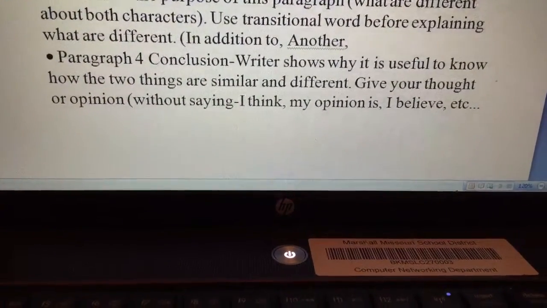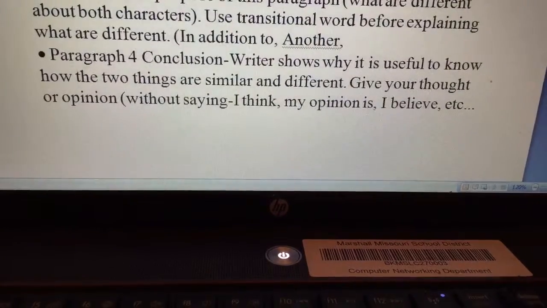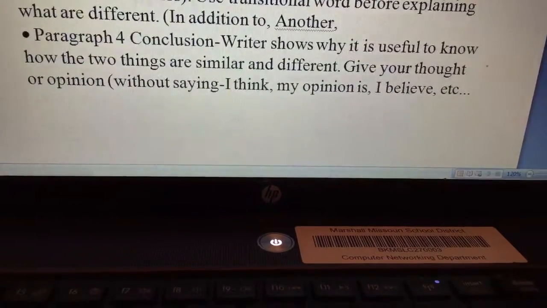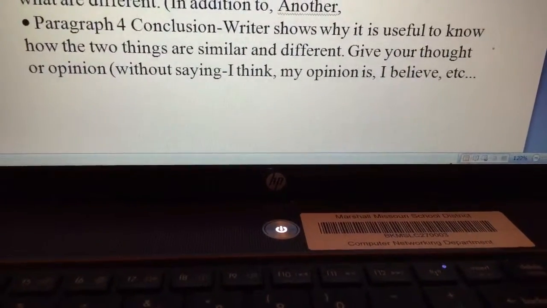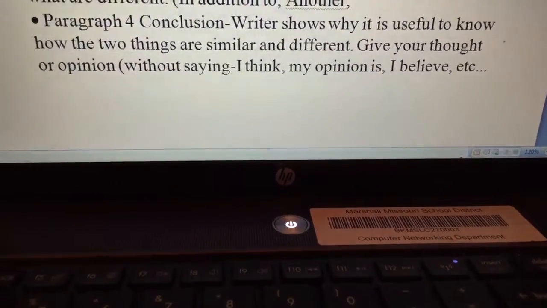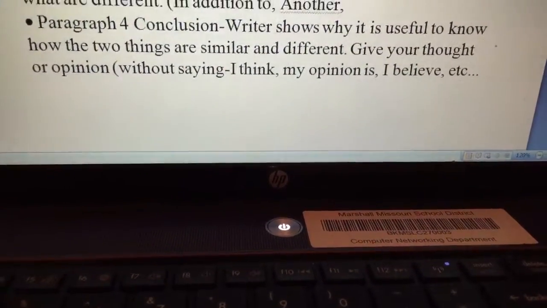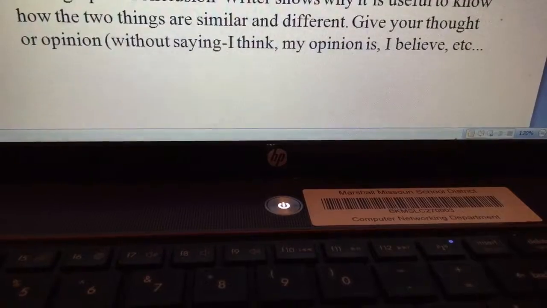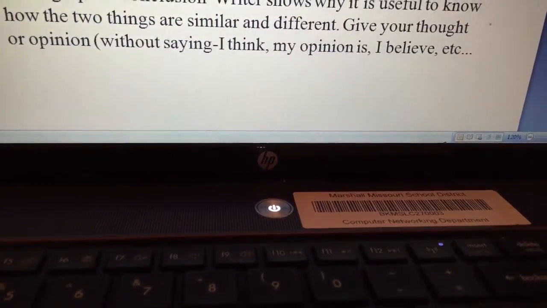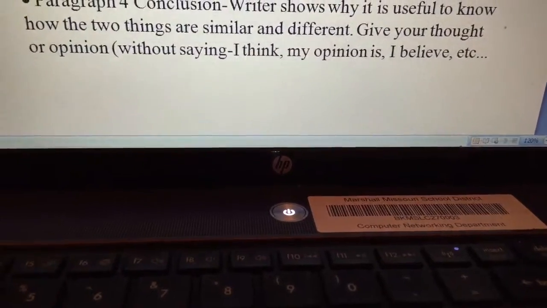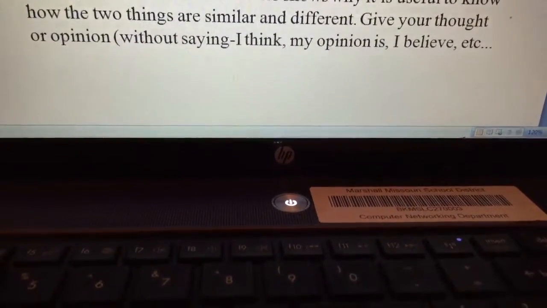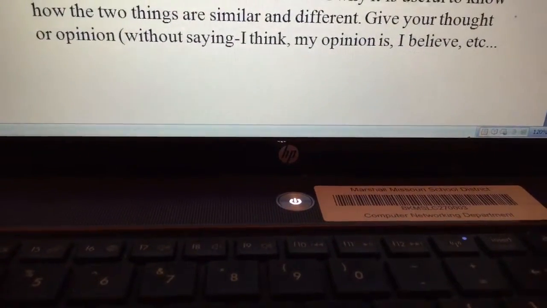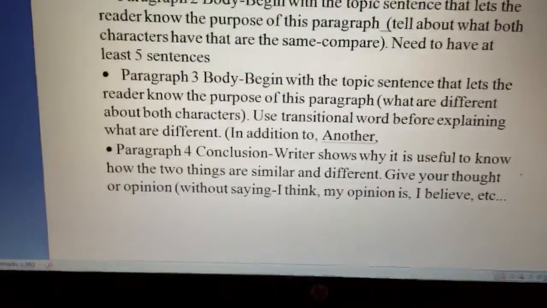Paragraph 4, conclusion. Writer shows why it is useful to know how the two things are similar and different. Give your thought or opinion without saying, I think, my opinion is, or I believe. For example, you can say, in conclusion, Byron and Kenny are similar and different in many ways. These two are brothers, and although they don't get along with each other, they blank, blank, blank. And so give your opinion without saying my opinion is. Okay, so the brothers are whatever. Okay, so you should have a total of 4 paragraphs.